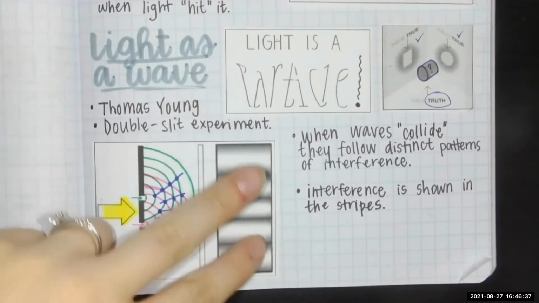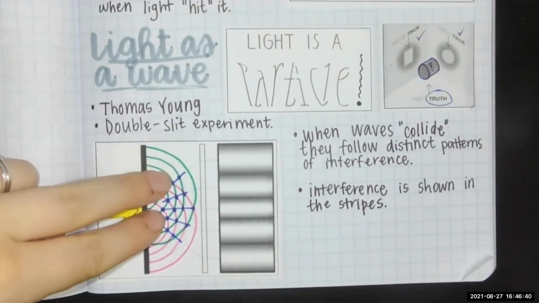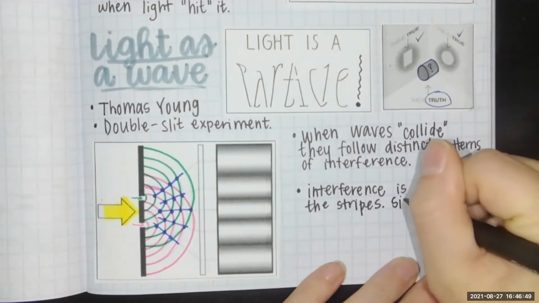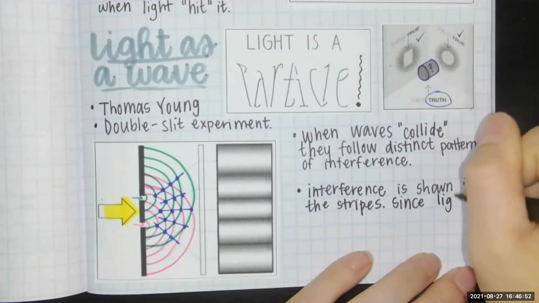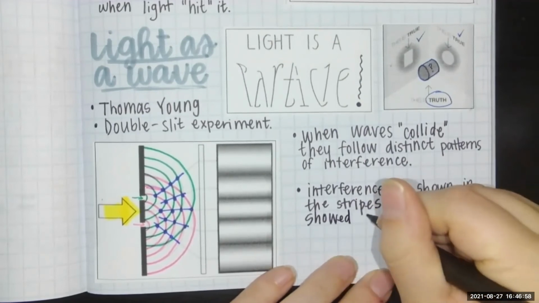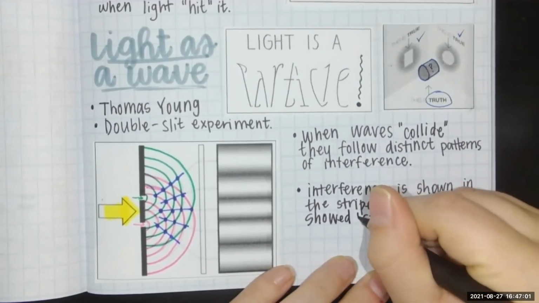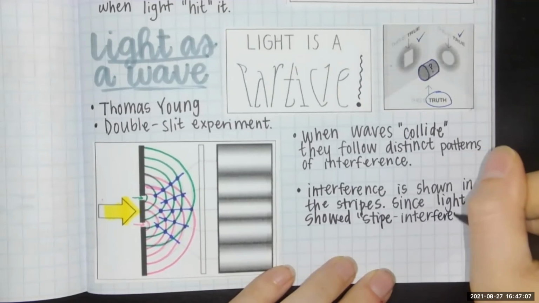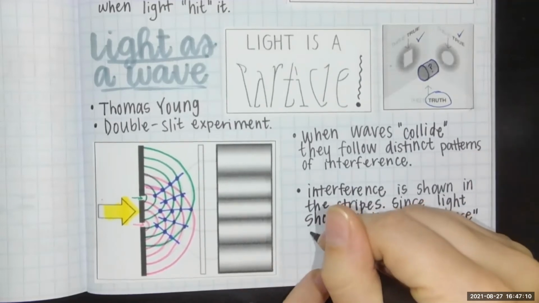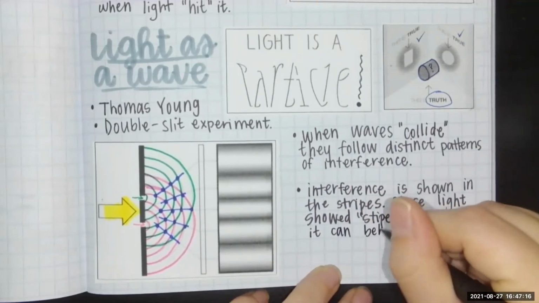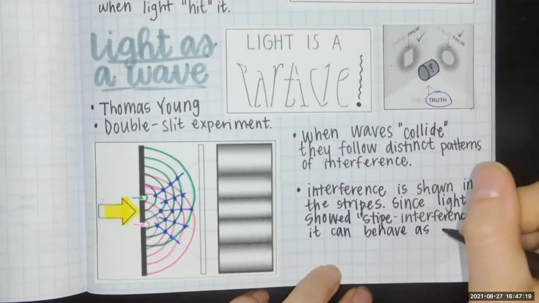And since we got a stripe pattern when we had two light sources coming in, it was like light equals wave. Since light showed stripe interference, it can behave as a wave.